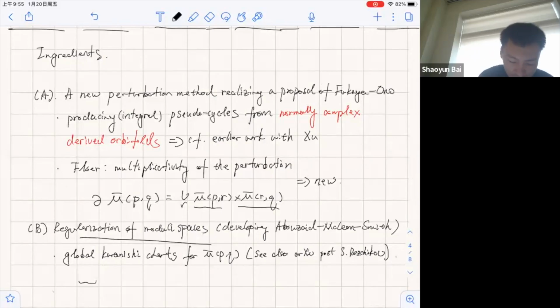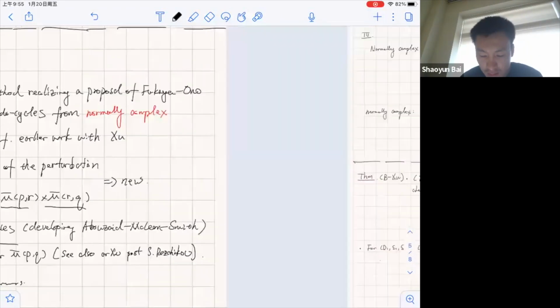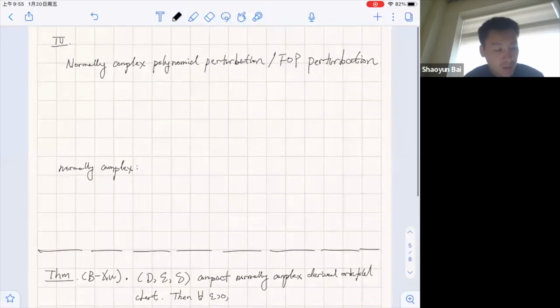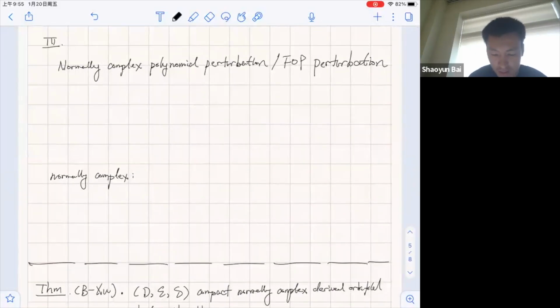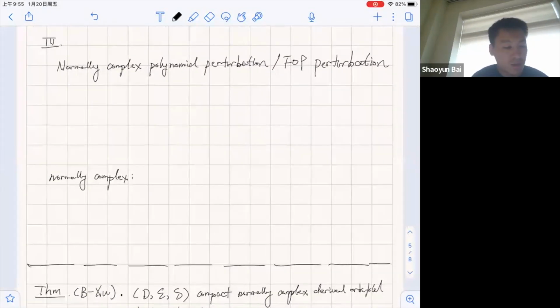Okay, so smoothing manifolds with corners. It's unreadable, but I hope I already said things in words. All right, so now let me move to the third part, which is about some more technical details. I will try to highlight some things that we think would work in some other contexts. So now let me explain this notion of normally complex polynomial perturbation. So what does it mean?